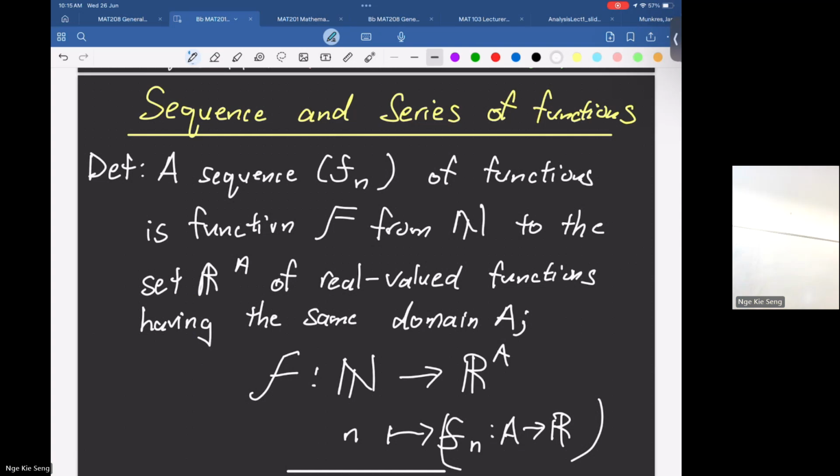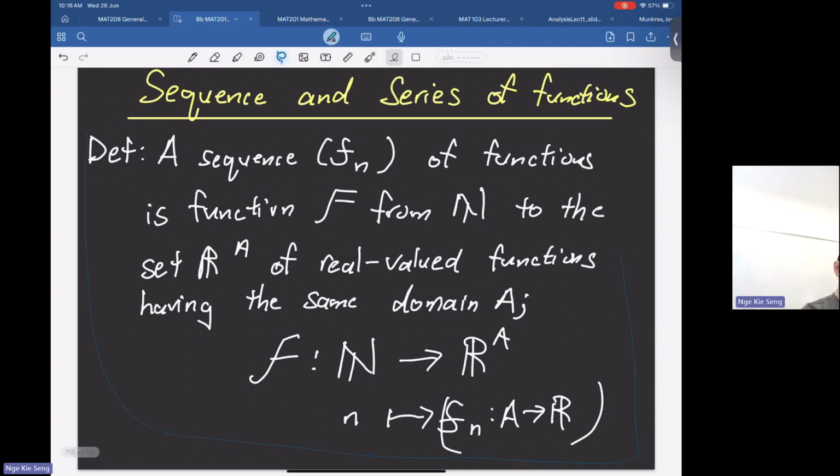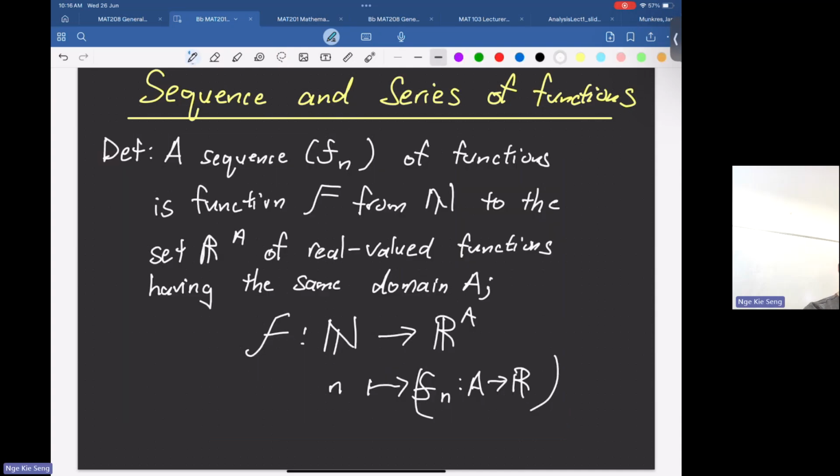Make sense? So you should think about the analogy. A sequence of numbers: I give you a natural number, you give me a real number. But here, I give you a natural number, you give me a function. What does this function do? This function maps A to R. R to the power A is just a notation, a space of functions, the set of functions that map A to R. Does it make sense? Any question about notation here?